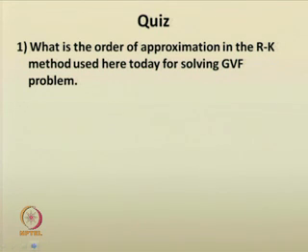So, today I am just stopping the lecture here. We will have a quick quiz today. I would like to ask you, what is the order of approximation in the Runge-Kutta method that is used here today for solving the gradually varied flow problem?